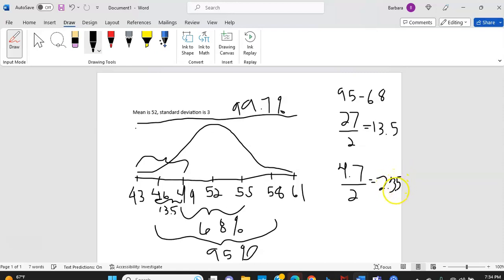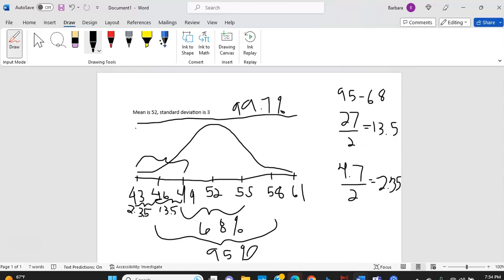Now, the thing about this is, this distance right here between 43 and 46 represents 2.35%. And I am not writing very well here, but we want to know what percentage of our data is between 43 and 49. We know that 2.35% is between 43 and 46, and 13.5% is between 46 and 49. We can just add together 2.35 and 13.5, and we will get 15.85%. So 15.85% is between those two values.